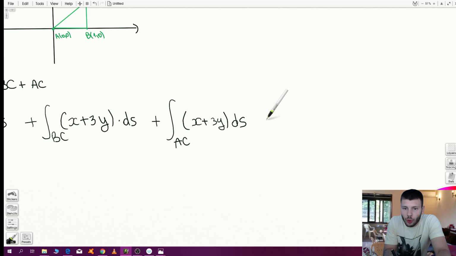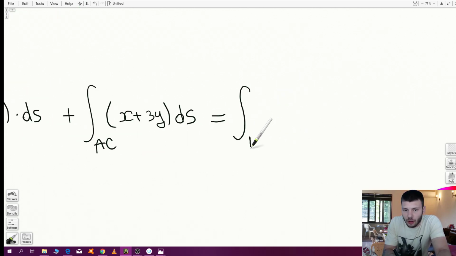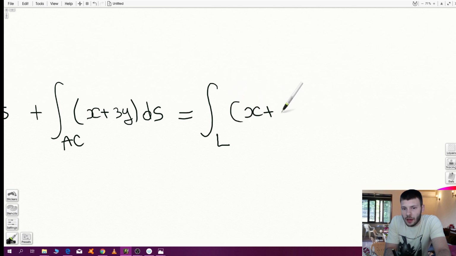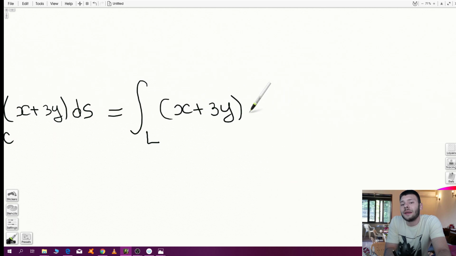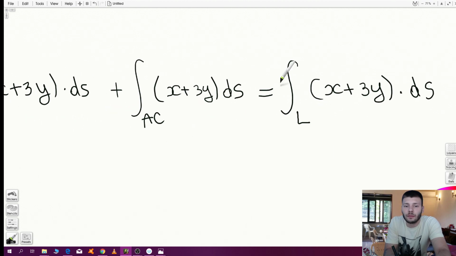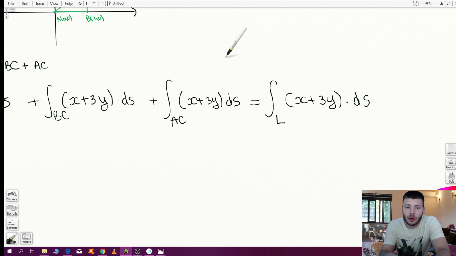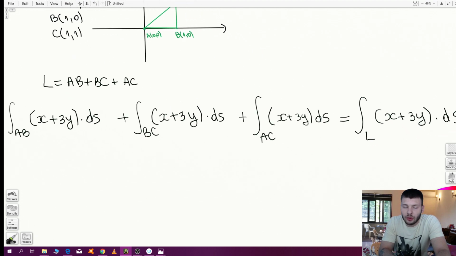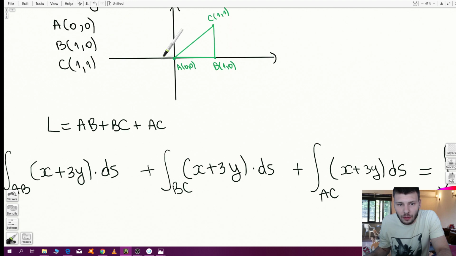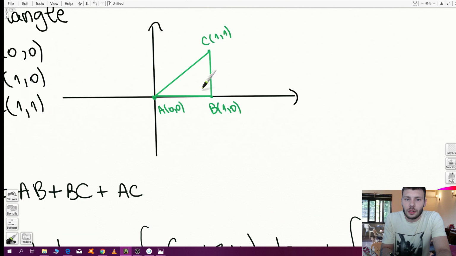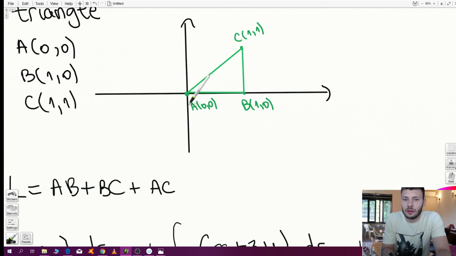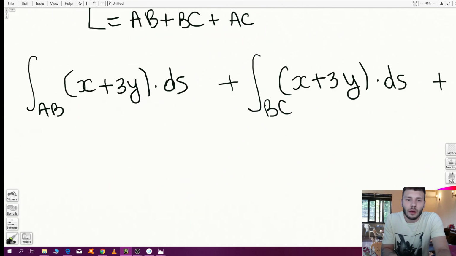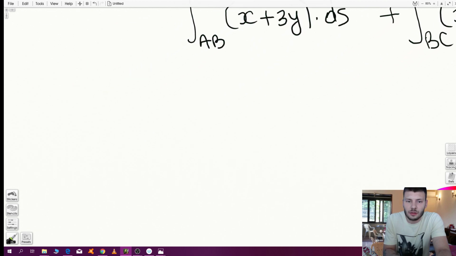That's nice. So this will be our curve integral over the curve L of x plus 3y times ds. We just divided our curve into 3 straight lines and we will integrate over this line AB, this line BC, and this line AC. Let's do this integral.